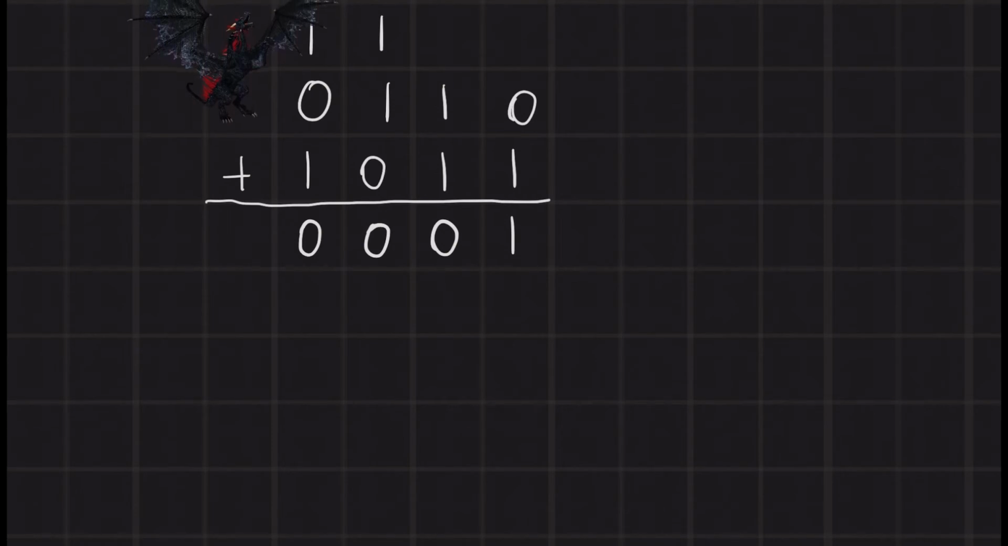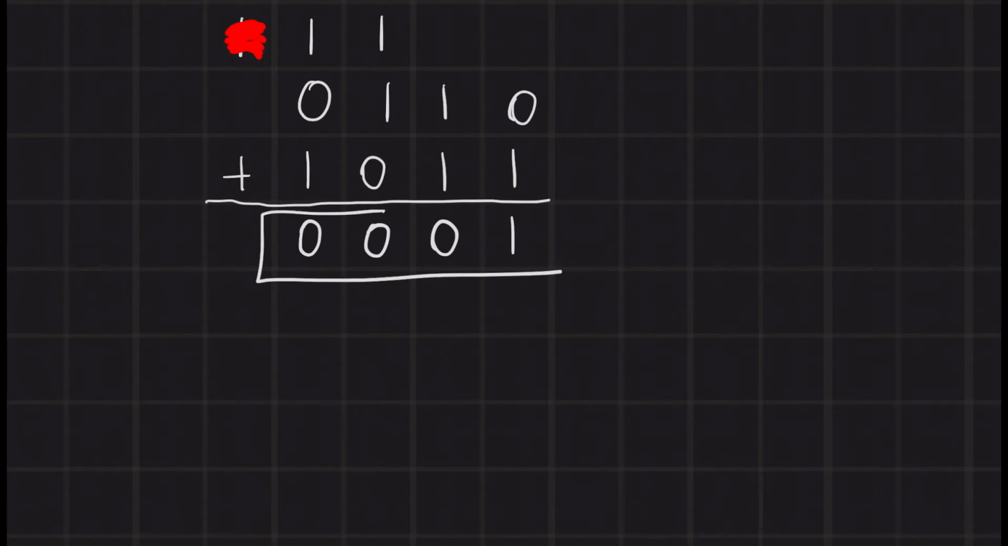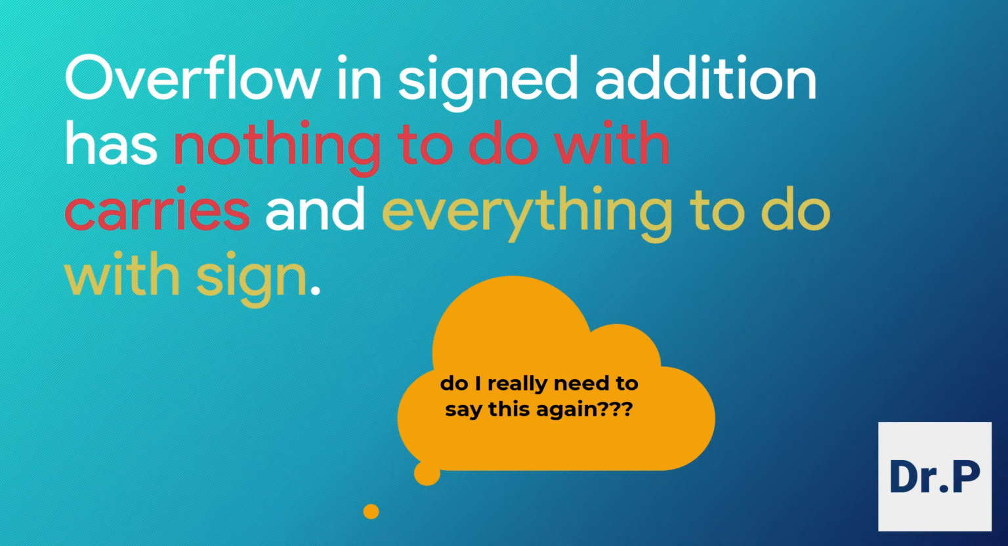Goodbye, carry. Does our answer make sense? Absolutely. We know that -5 plus +6 equals 1. And our answer is indeed +1. So that's great. See, the carryout absolutely did not mean an overflow. Our answer is perfectly valid, even though it had a carryout in the last column.